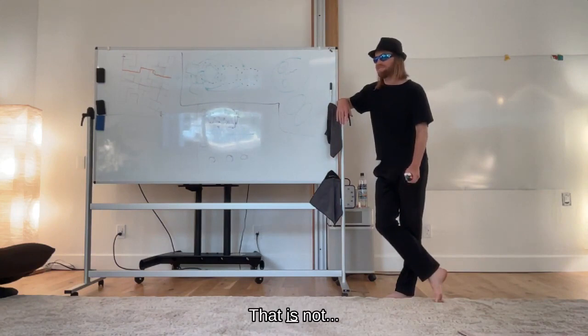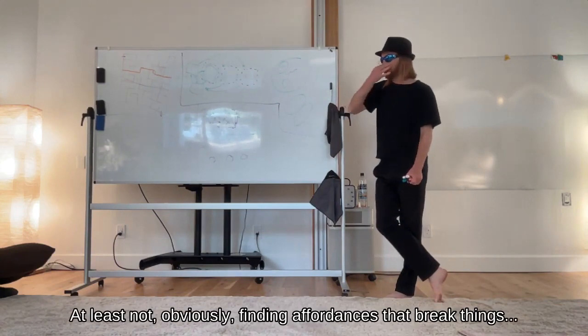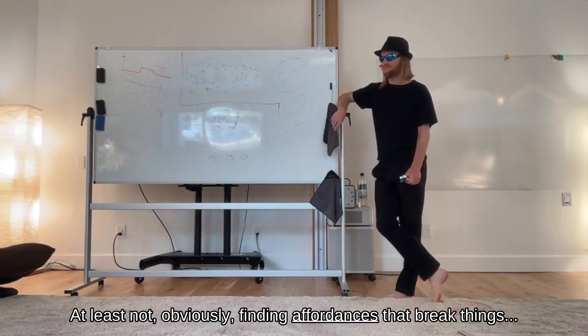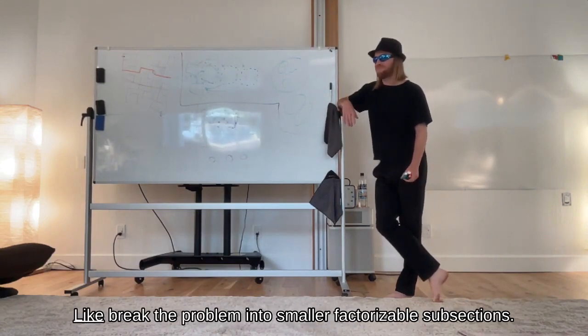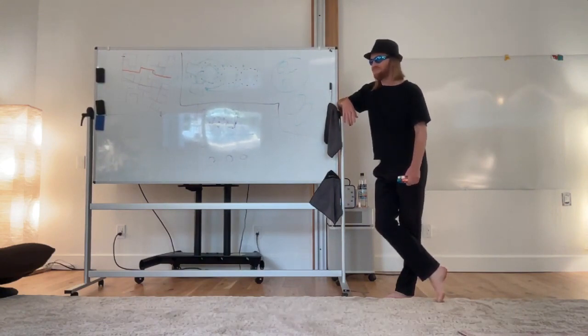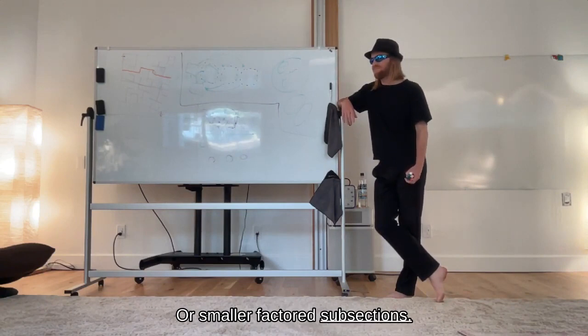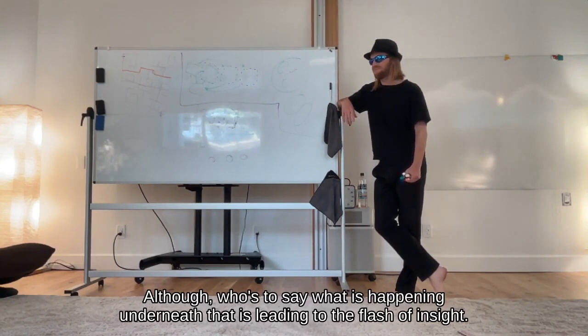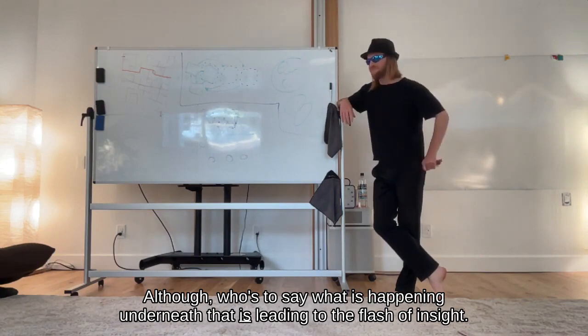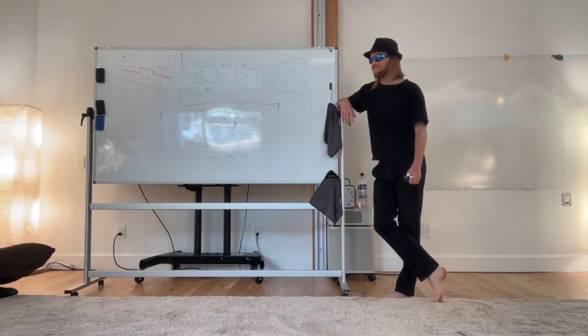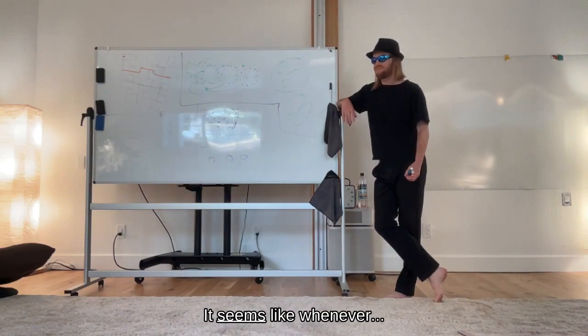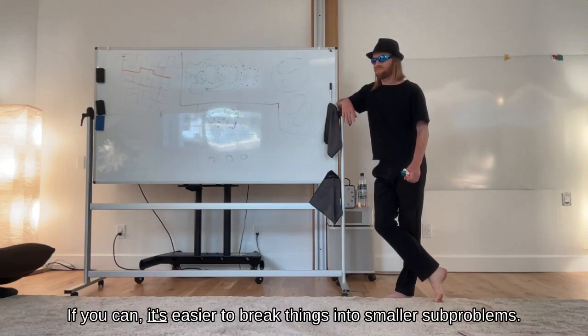That is not, at least not obviously, finding affordances that break the problem into smaller factorizable subsections. Although, who's to say what is happening underneath that is leading to the flash of insight? But yeah, I don't know. It seems like if you can, it's easier to break things into smaller subproblems.